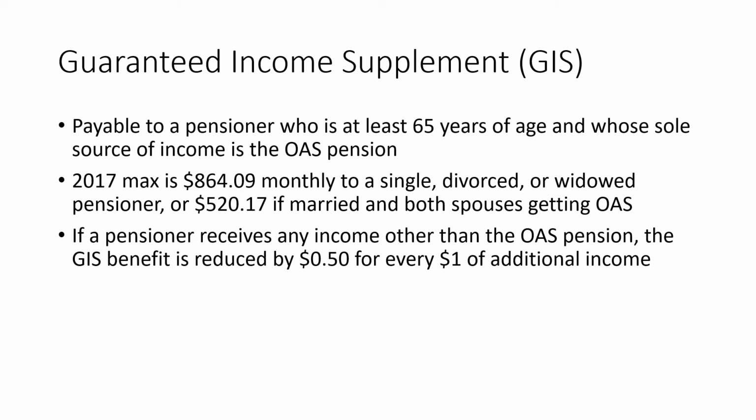Guaranteed income supplement. It is payable to a pensioner who is at least 65 years old and whose sole source of income is the OAS pension. At 2017, the maximum is $864 monthly to a single, divorced, or widowed pensioner, or $520 if married and both spouses getting OAS. If a pensioner receives any income other than the OAS pension, the GIS benefit is reduced by $0.50 for every dollar of additional income.